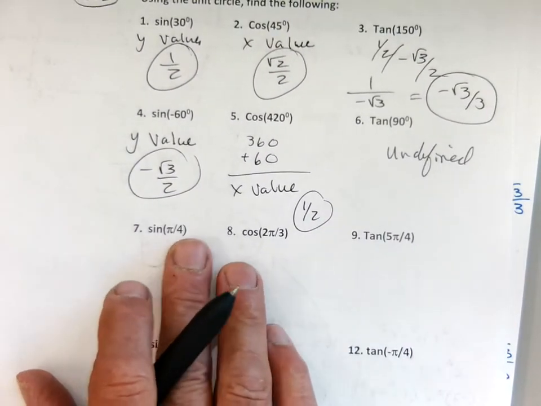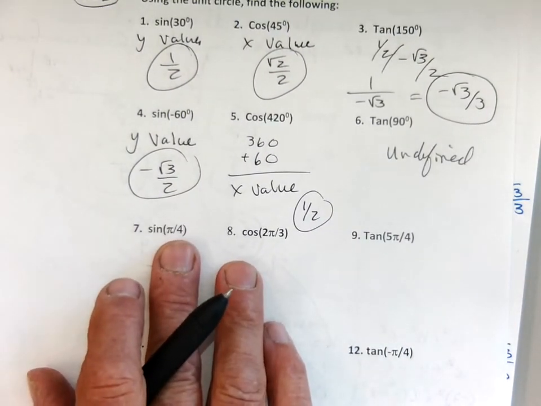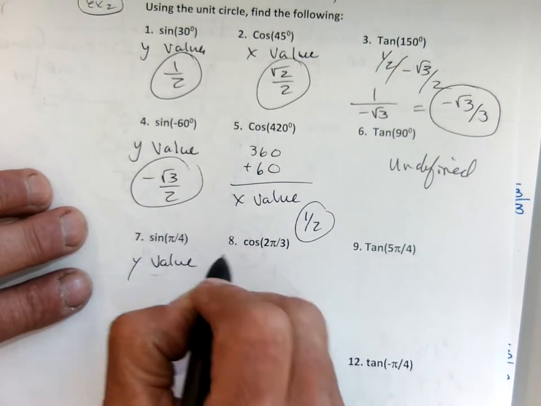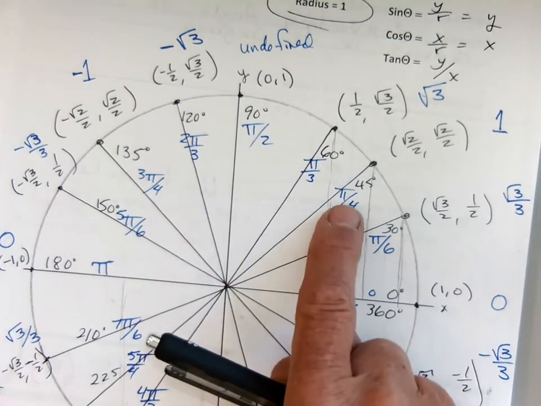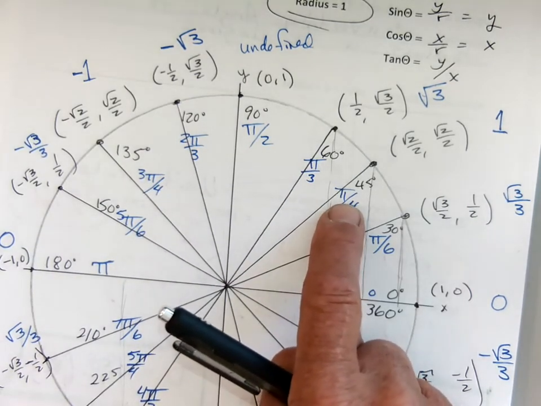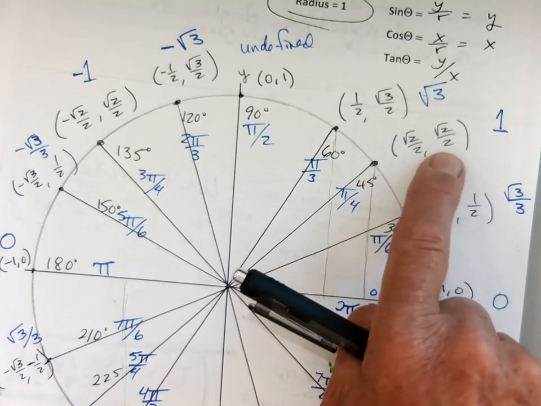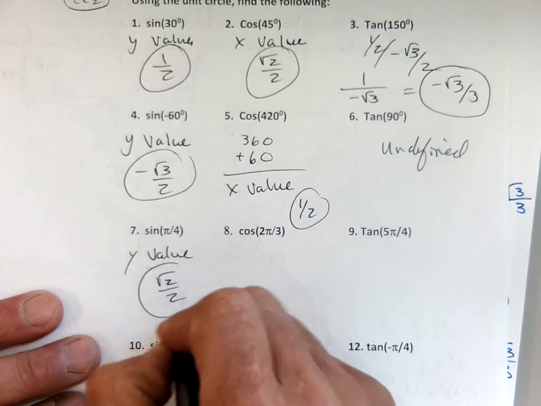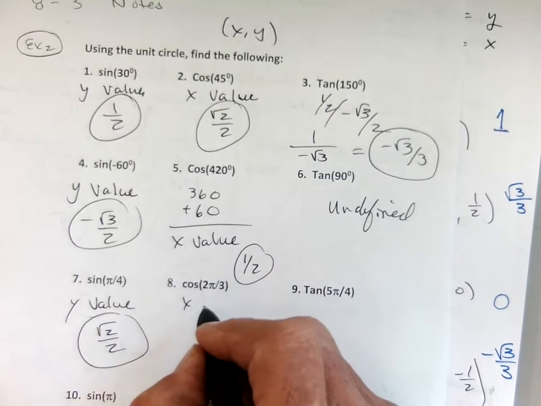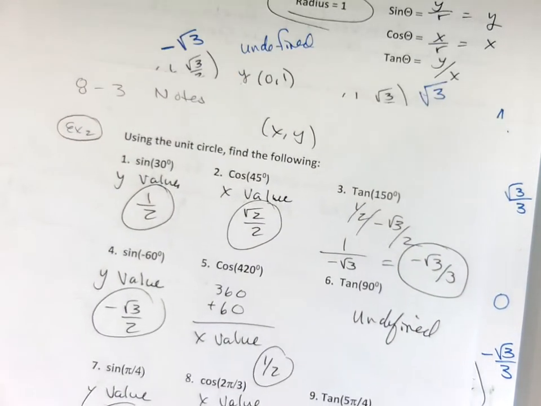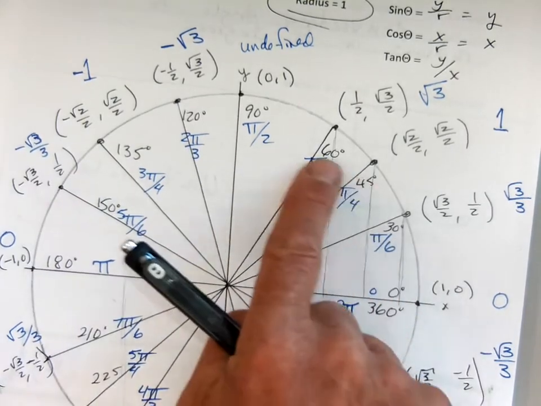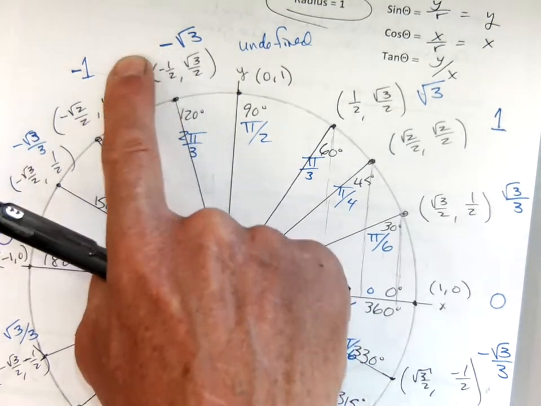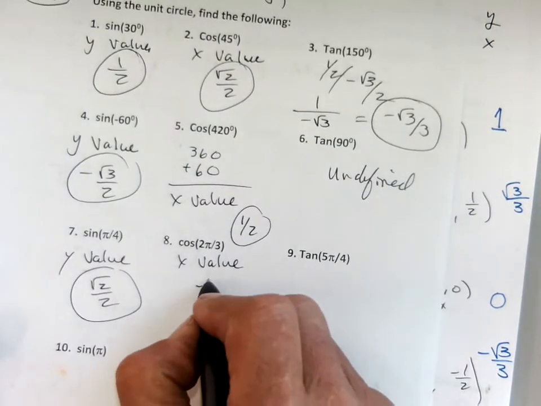Oh, pi fourths. So that's okay. Those are on my unit circle, right? I just have to find them. Sine is the y value. Pi fourths is there. It's an angle, right, in radians. What's the y value? Square root of 2 over 2. Cosine is the x value. 2 pi thirds on my unit circle is there. I want the x value because I'm looking for the cosine, which is my negative 1/2.